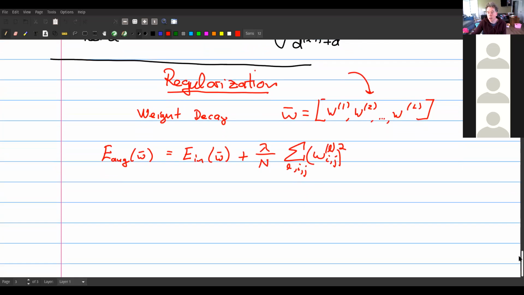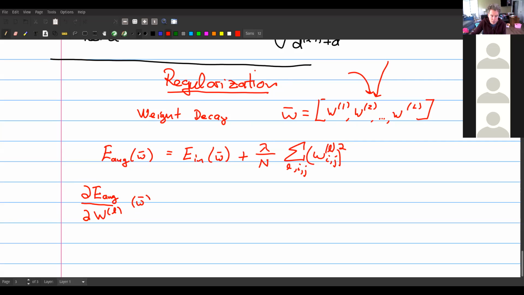Okay. So when you do that, then when you're doing the gradient here, let's just look at, instead of looking at the full gradient, let's look at just the part of the gradient that pertains to one of these matrices. So that's an easier way of thinking when it comes to neural networks. So if you look at the partial derivative of the augmented error with respect to just the transition matrix for layer L.